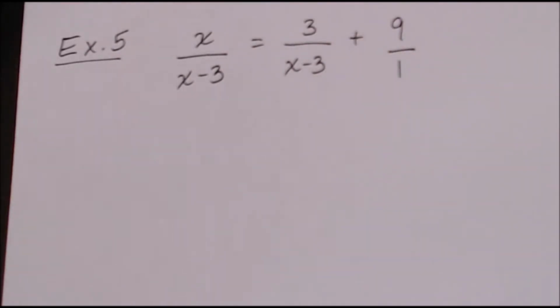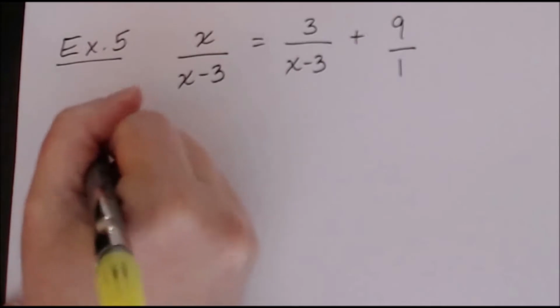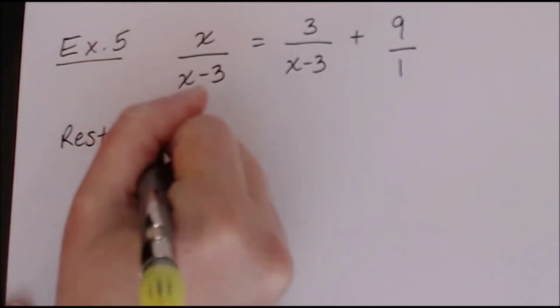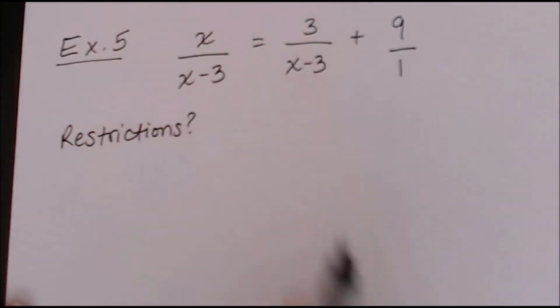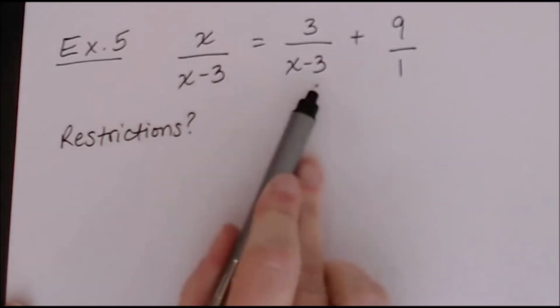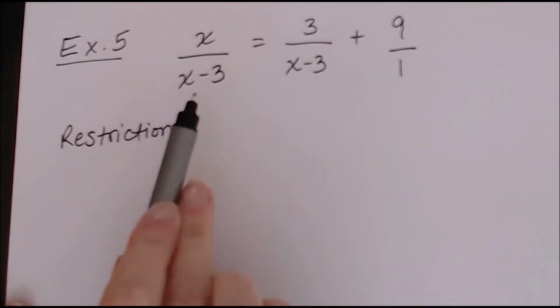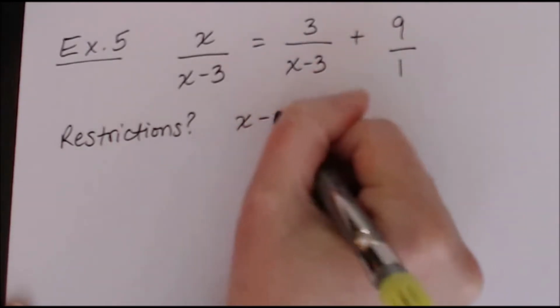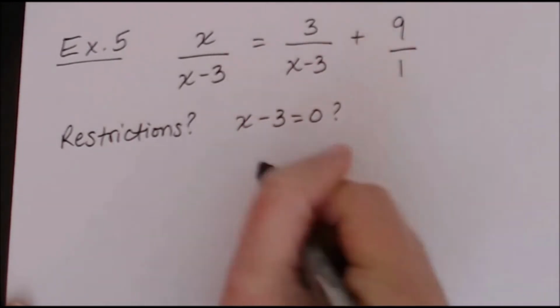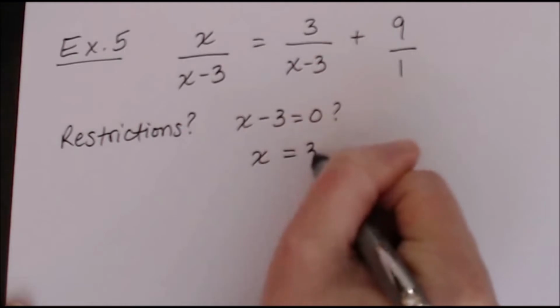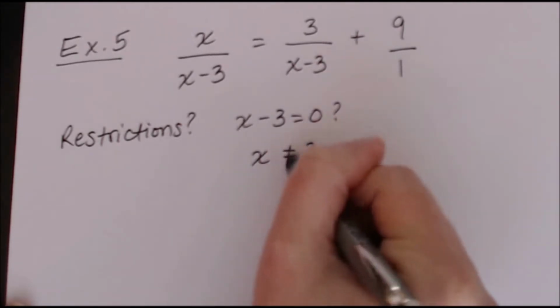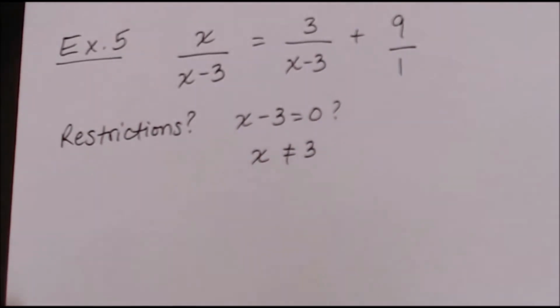Let's look at restrictions first. So the denominators, we're going to take a look at those. We have a denominator of x minus 3 and x minus 3, and of course a constant doesn't matter. So where would x minus 3 equal 0? That would occur if x were equal to 3. So our only restriction this time is going to be that x cannot be 3.